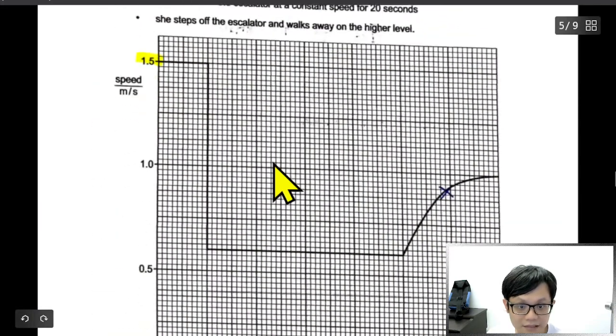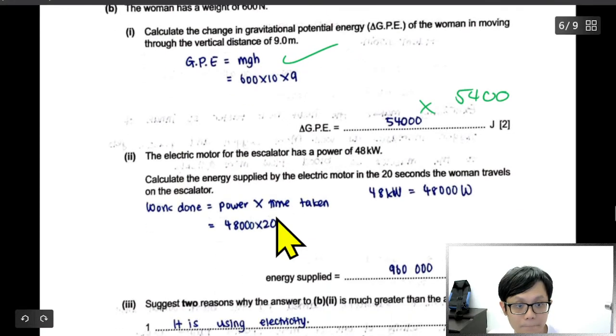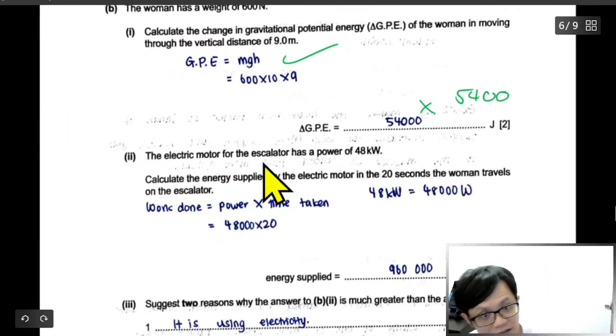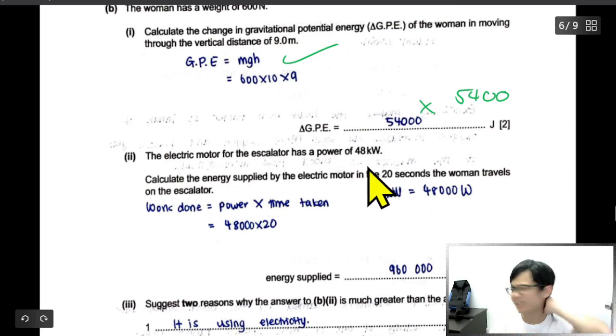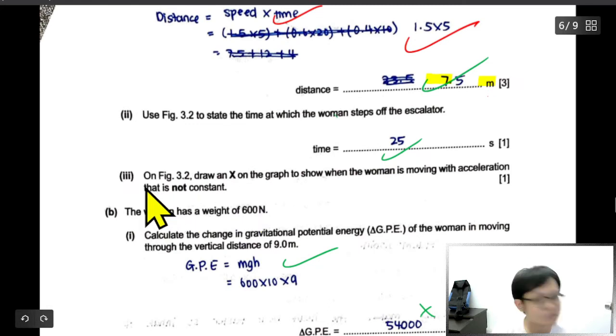So we can see it here, the woman stepped off. So it will be 25 seconds. The electric motor for the escalator is 48,000 watt, 48 kilowatt. Calculate the energy supplied to the motor for 20 seconds while the woman travels on the escalator. Sorry, just now I skipped this question.